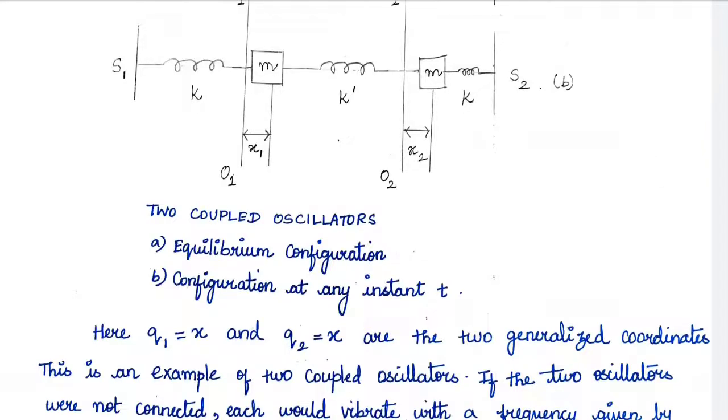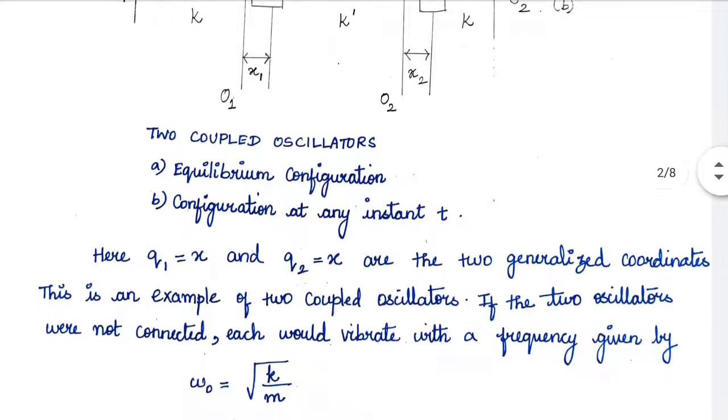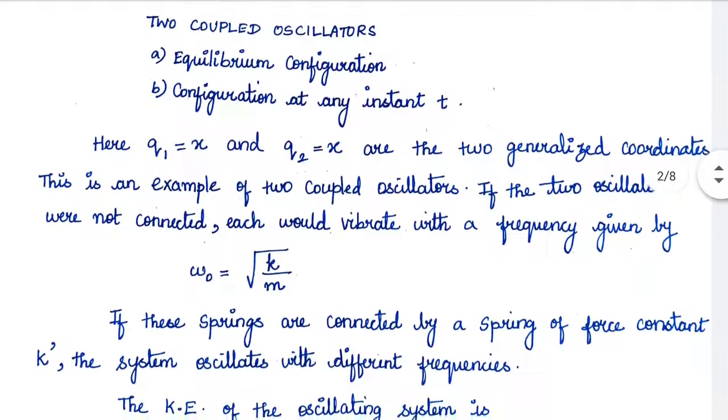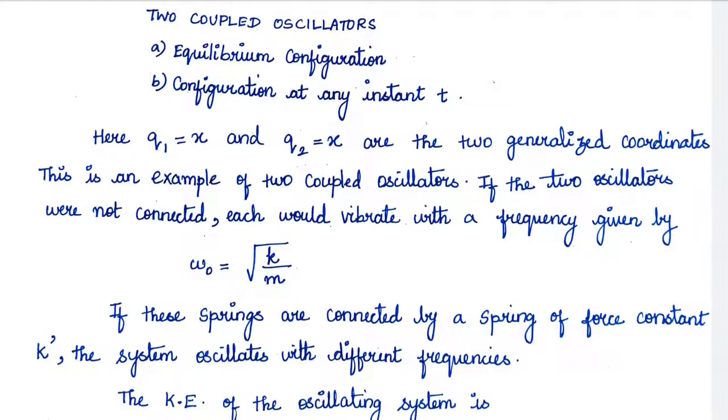So, we know the generalized coordinates chosen here are x1 and x2. So, we say q1 is equal to x1 and q2 is equal to x2. So, this is a written error here. So, q1 is equal to x1 and q2 is equal to x2. So, these are the two generalized coordinates which will represent the two oscillators. So, this system is an example of two coupled oscillators.